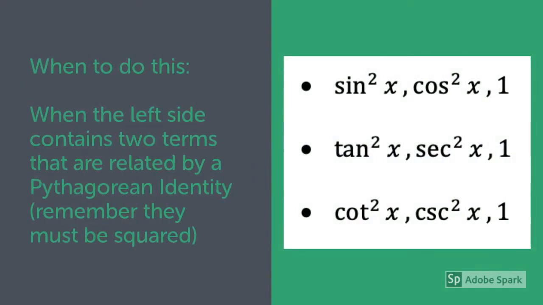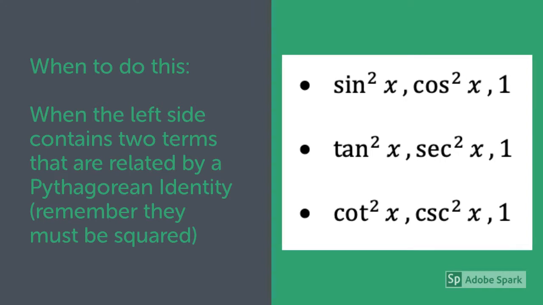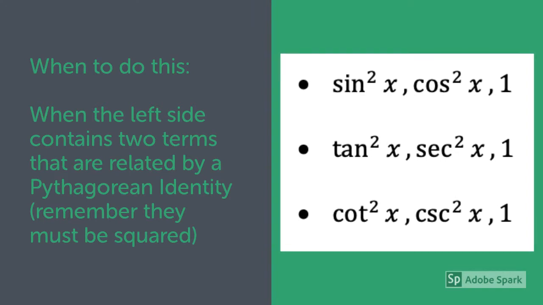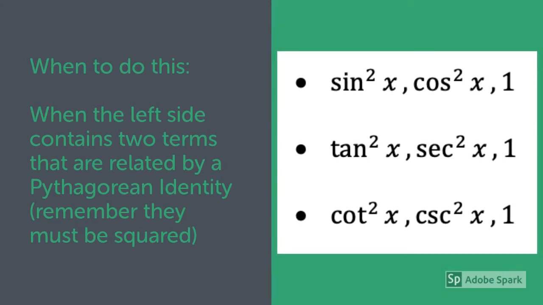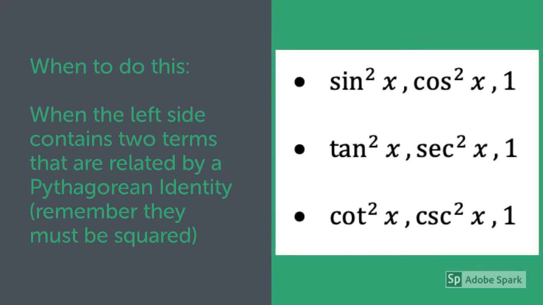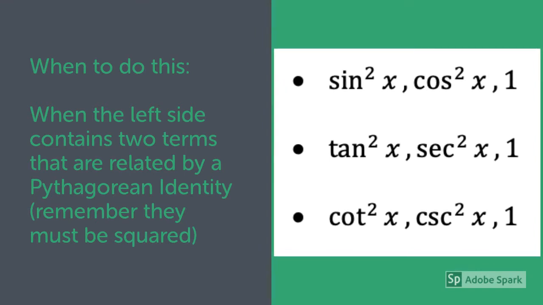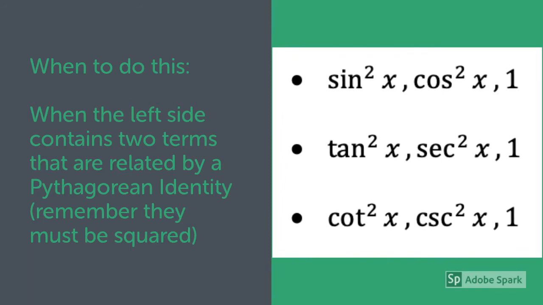This is going to be a good strategy to use when the left side contains two terms that are related by a Pythagorean identity. And remember, those terms have to be squared because the Pythagorean identities only include squared terms. Even the ones are technically 1 squared. The three sets of terms you're looking for are some combination of sine squared, cosine squared, and 1, or a combination, 2 out of the 3, of tan squared, secant squared, and 1, or again a combination, 2 out of the 3, of cotangent squared, cosecant squared, and 1.